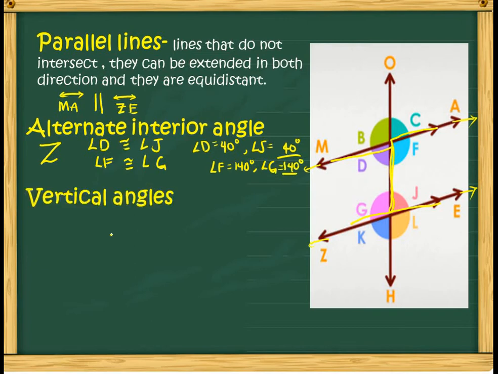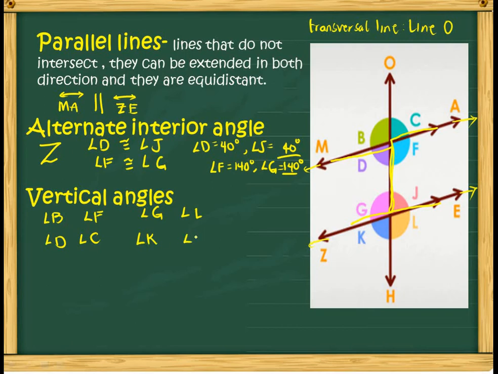Next, we have vertical angles. Pag vertical angles, we just look on the parallel lines and the transversal line. So, our transversal line here ay si line O. So, si line O, in-intersect niya yung dalawang parallel lines natin. So, our vertical angle here is angle B, angle F, angle D, angle C, angle G, angle L, angle K, and angle J.